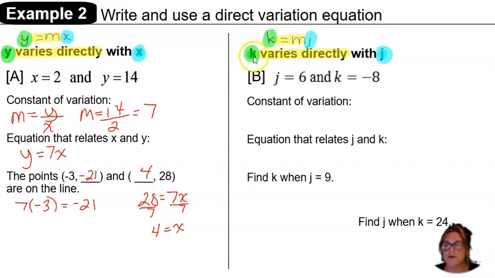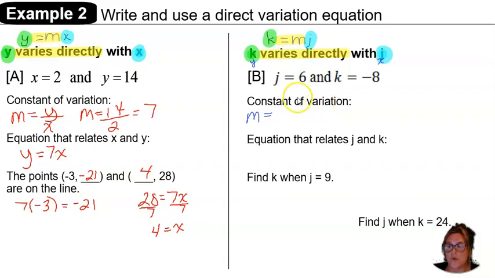Okay, in B, I'm told that K varies directly with J. So my equation is K equals M times J, where M is the constant of variation. That constant of variation is the change in the y over the change in the x. In this instance, our y value is the K, and our x value is the J, because y varies directly with x. K varies directly with J.